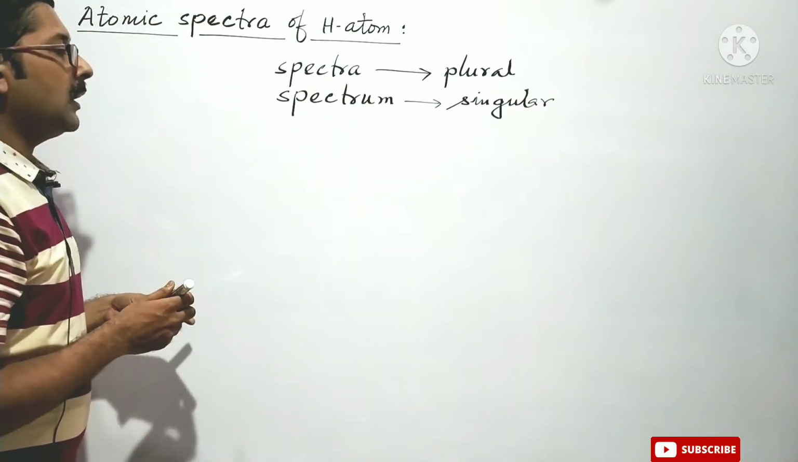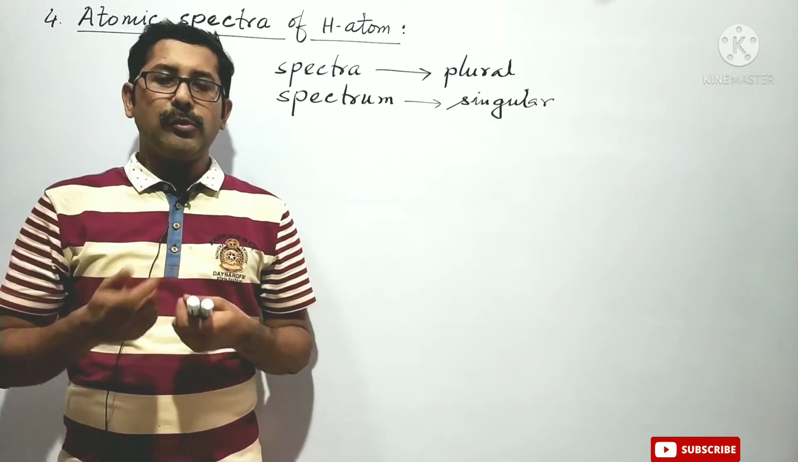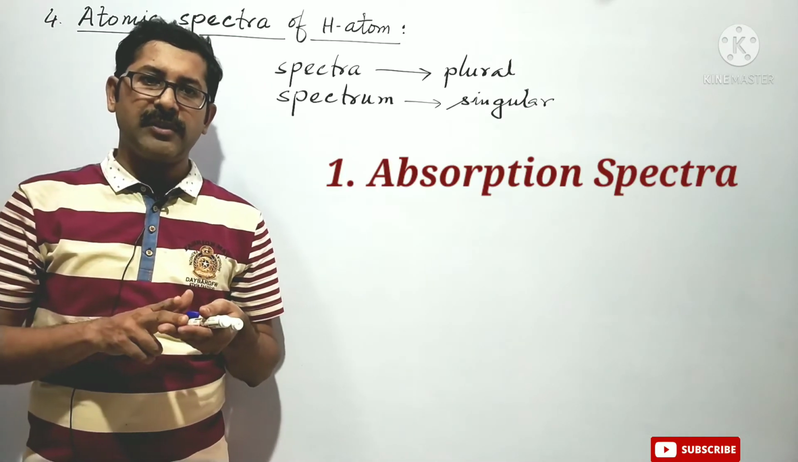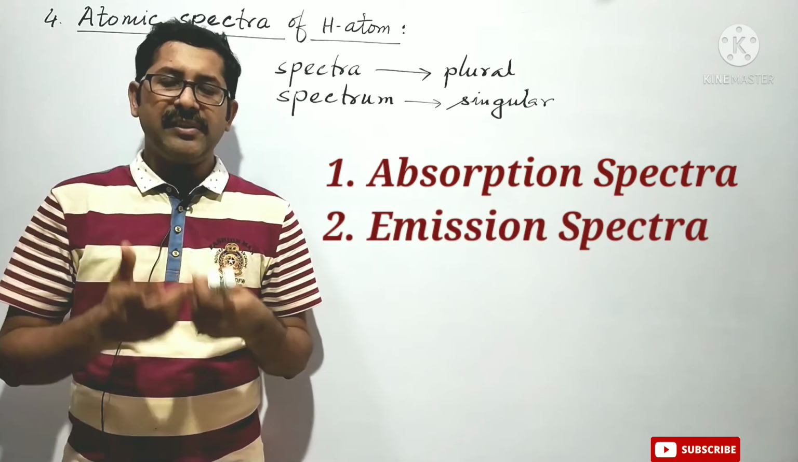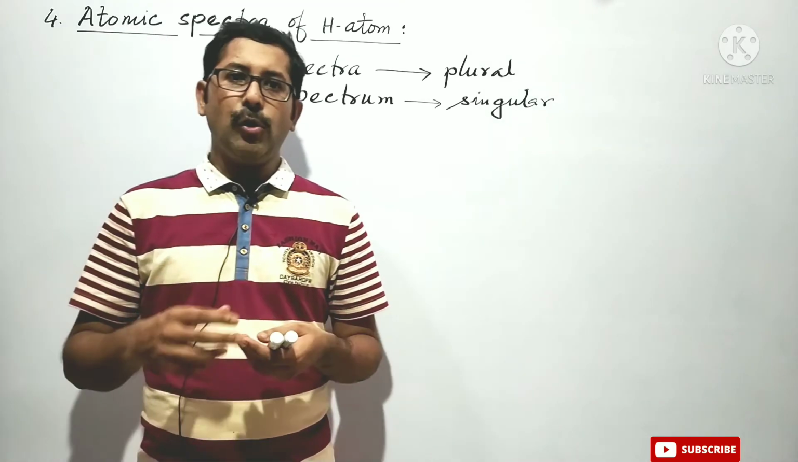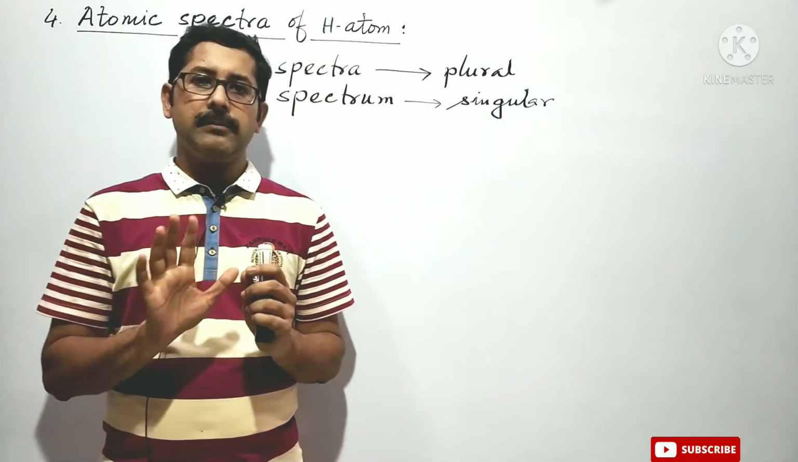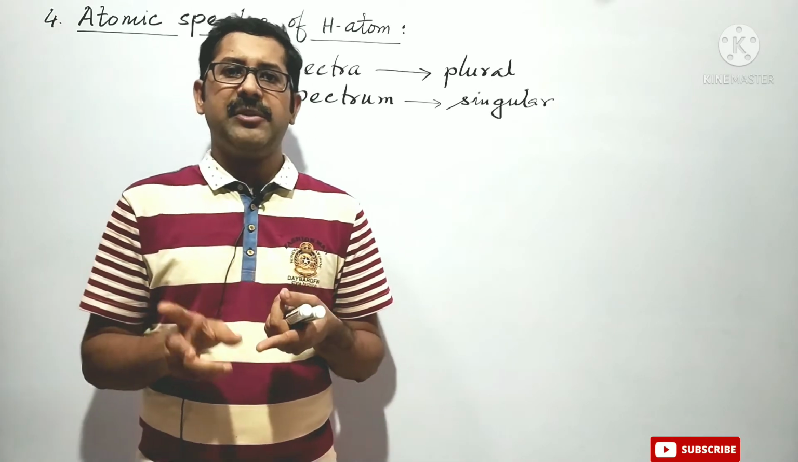Okay, now atomic spectrum or atomic spectra are of two types. One is absorption spectra and the second is emission spectra. We must have some basic idea about absorption spectrum and emission spectrum. So let's go on the screen to have some basic idea about absorption spectrum and emission spectrum.